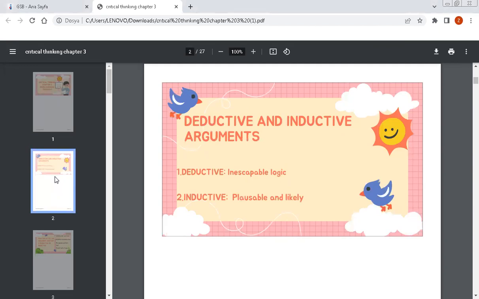If we begin with what deductive and inductive arguments are, traditionally arguments have been divided into two types: deductive and inductive. Deductive arguments intend to prove their conclusions with inescapable logic. On the other hand, inductive arguments try to show that their conclusions are plausible or likely given the premises. Deductive arguments claim to provide logically conclusive grounds for their conclusion. I mean, they attempt to show that their conclusion must be true given the premises asserted, whereas inductive arguments simply claim that their conclusions are likely or probable.